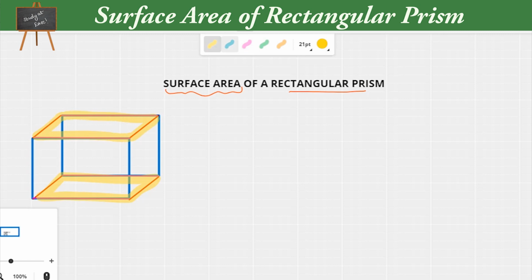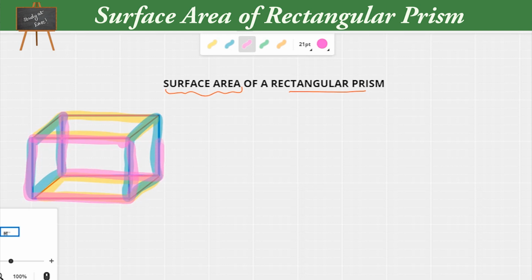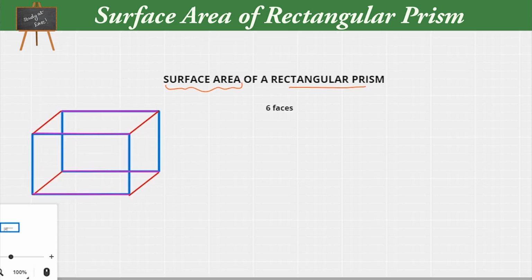Now, the side ones. Look at the side face. There are two side faces. As I told you earlier, these two faces will also have identical area. That means the area will be equal. Last but not the least, we have the front one. This is the front face. And we have the back face. These two will also have the same area. Altogether, let's count. We have 2, 4, 6. We have 6 faces.